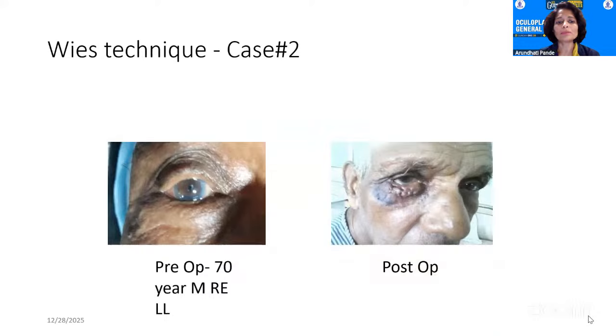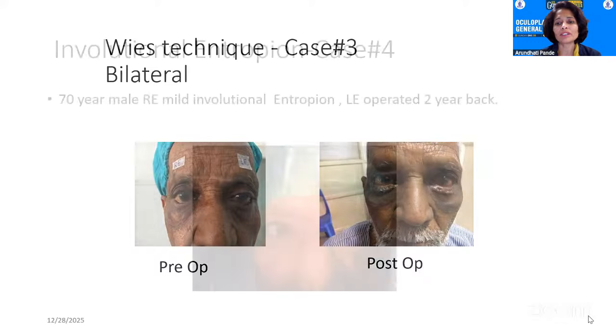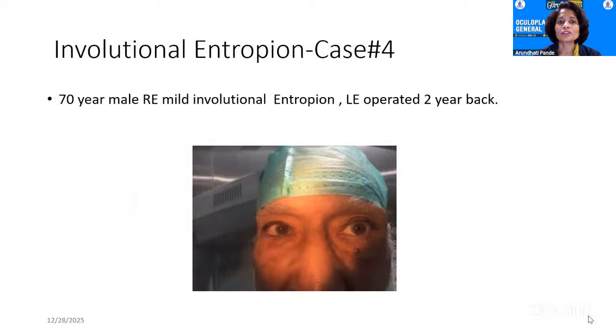Then again, another picture of the Wies technique: a 70-year-old male presented with a right eye lower lid entropion, and this technique was done, and results are very nice. One more picture, this patient had bilateral entropion, so I operated in the same setting with the patient's consent. You can see this edema is because of the local block, but it went away within 1 week. So this gentleman, a 70-year-old male, presented with a right eye mild involutional entropion, and the left eye he was operated on 2 years back.